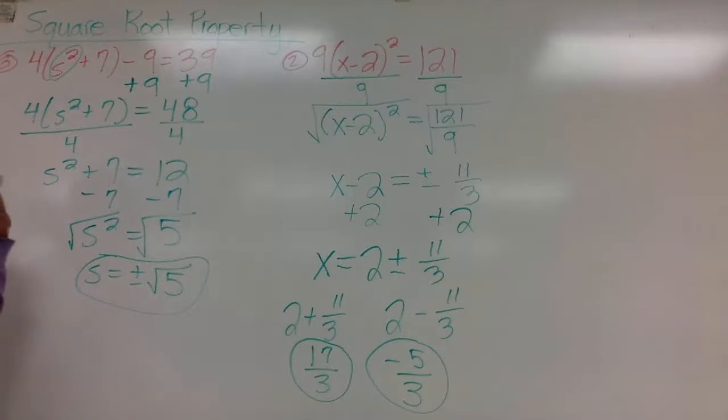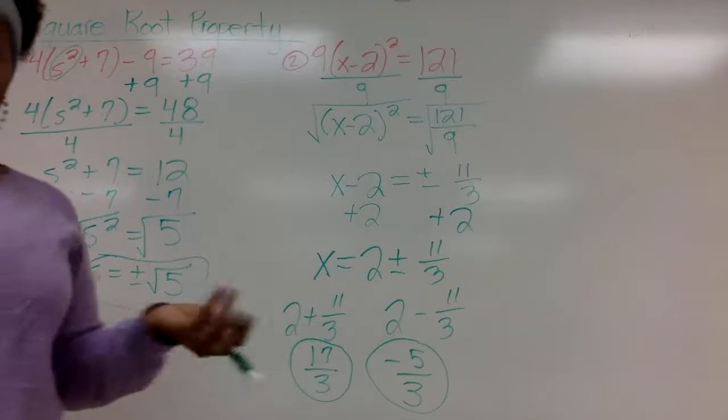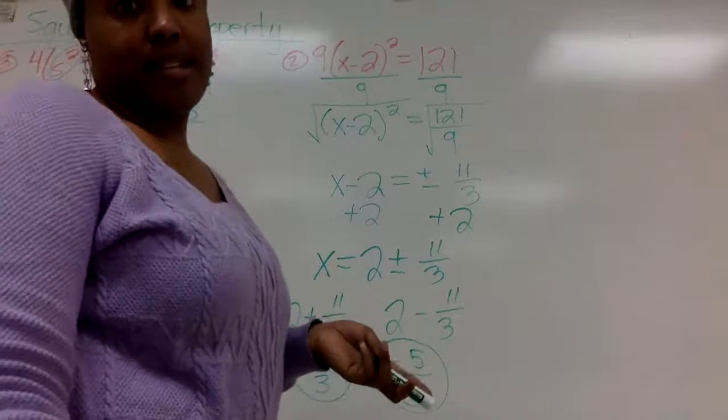So this is the square root property. In the next video, I'll show you how to get the answers by doing the graphing method, which you might find a little easier.